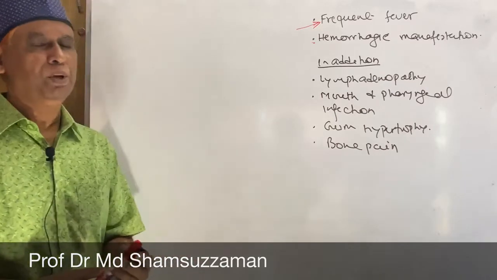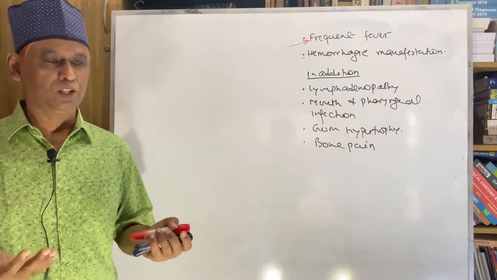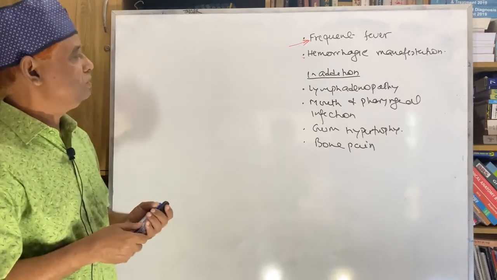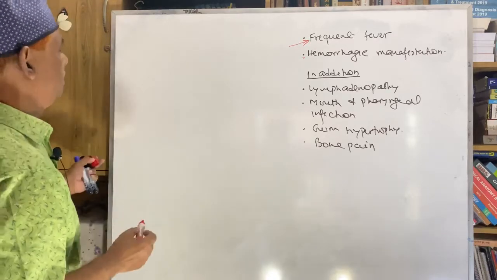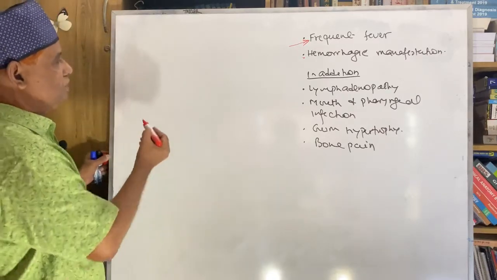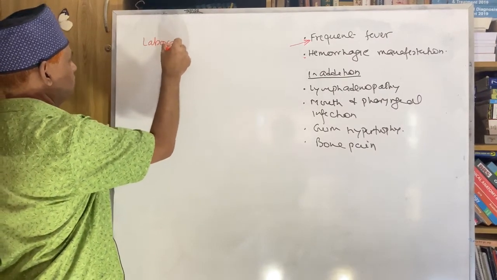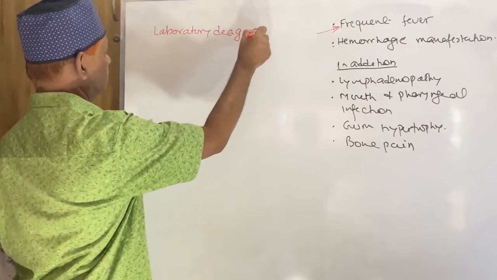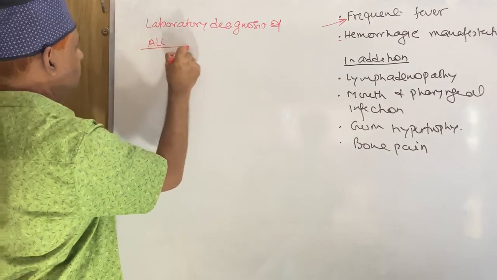Now come to, if anybody suffers from acute lymphoblastic leukemia and you clinically suspect it could be a case of acute lymphoblastic leukemia, how can it be diagnosed in the laboratory? Now come to laboratory diagnosis of acute lymphoblastic leukemia.